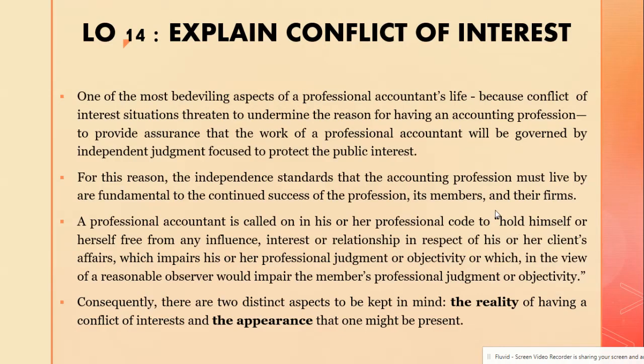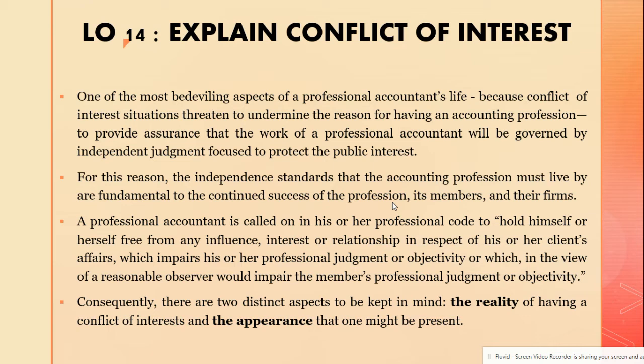Okay. So, a professional accountant is called on, by his or her professional code, to hold himself or herself free from any influence, interest or relationship in respect of his or her client's affairs which impairs, meaning that which may affect his or her professional judgment or objectivity, or which, in the view of a reasonable observer, would impair the member's professional judgment or objectivity. So you must avoid anything that may impair your independence as an accountant.